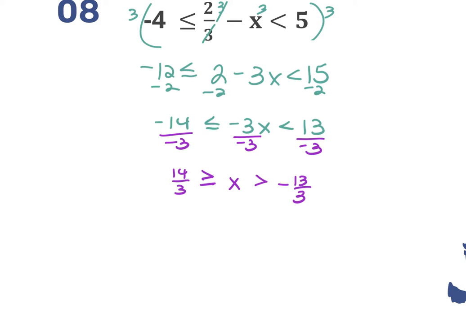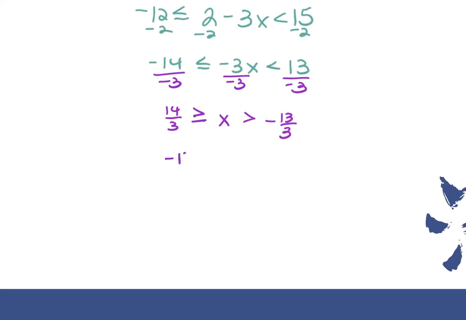That inequality notation is not in order from least to greatest. Otherwise, the negative 13 over 3 would be on the left. So if that throws you, switch it. If you can graph it knowing that it's reversed, it's totally fine. This answer is fine, but because negative 13/3 is smaller, it should come first.